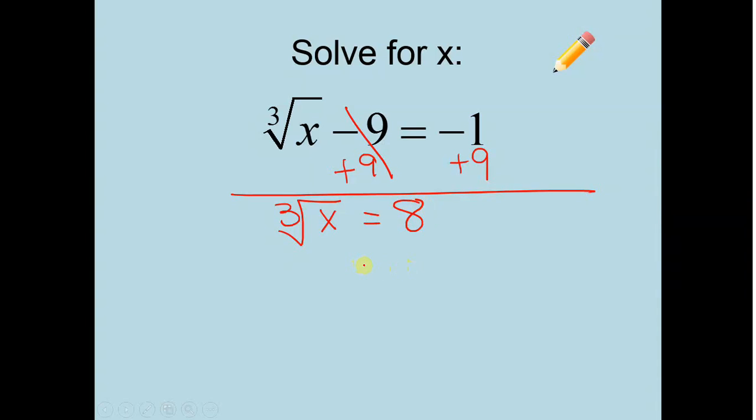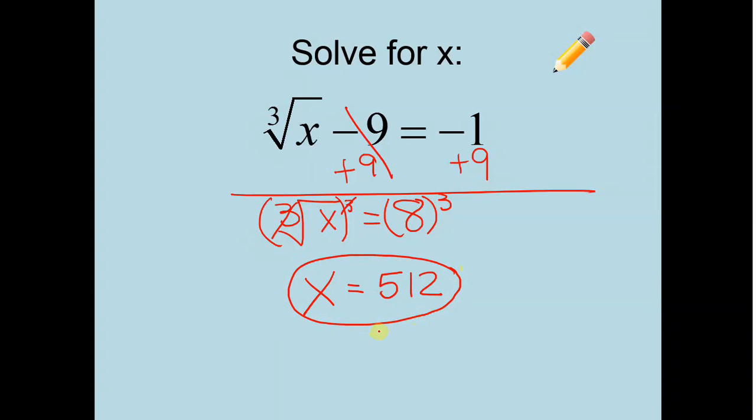Now, opposite of a cube root, cubing. So let's cube this side, but remember, if you do it to that side, just like a balance beam, you've got to cube the other side. That's going to cancel that out, and we're going to be left with an x. 8 cubed, well, that is simple. That is 512.